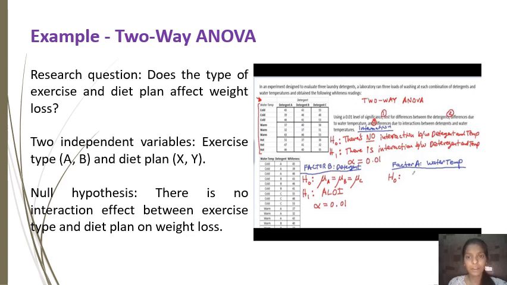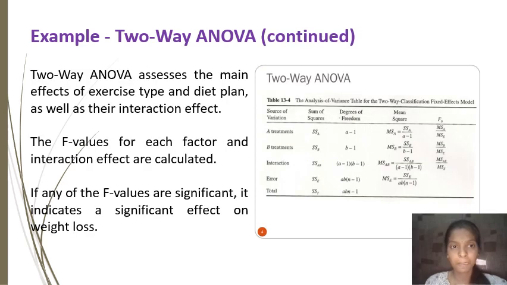Next is two-way ANOVA. Does the type of exercise and the diet plan affect the weight loss? So this is the question. Two independent variables: exercise A, B and diet plan X, Y. Null hypothesis: there is no interaction effect between the exercises and diet plans on the weight loss. And this is the example of two-way ANOVA.